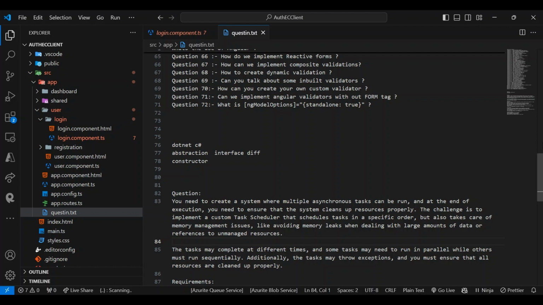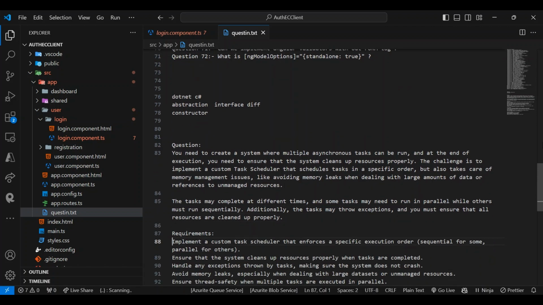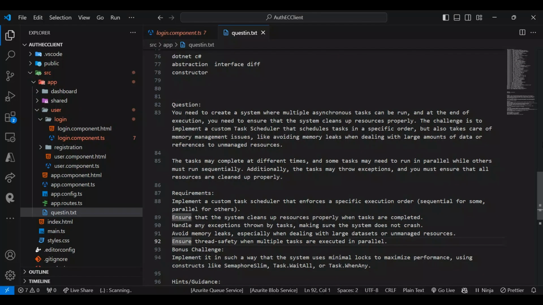The tasks may complete at different times, and some tasks may need to run in parallel while others must run sequentially. Additionally, a task may throw an exception, and you must ensure that all the resources are cleaned up properly. The requirements given are: first, implement a custom task scheduler that enforces a specific execution order for some tasks and parallel for others. Second, ensure that the system cleans up resources properly when tasks are completed.